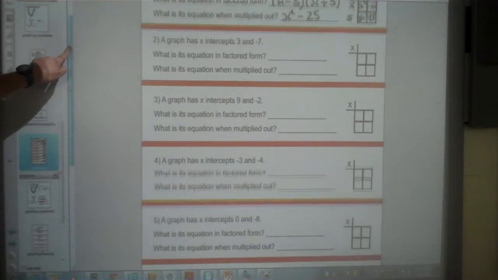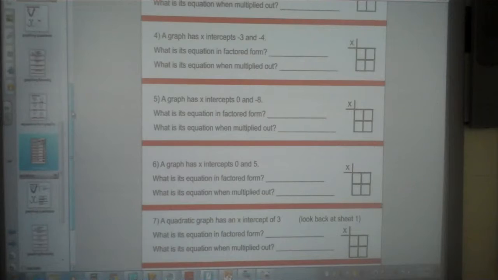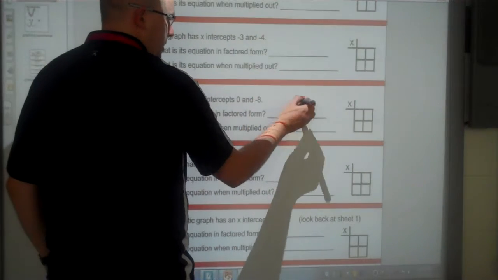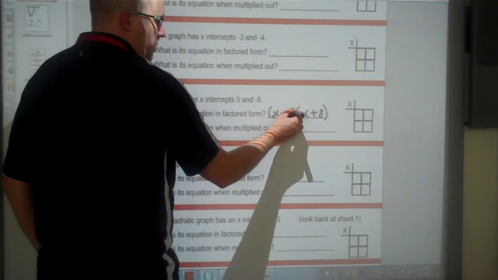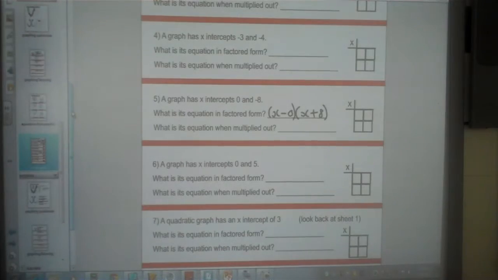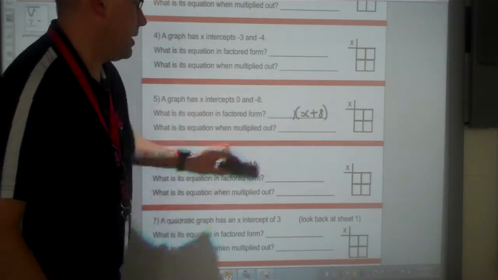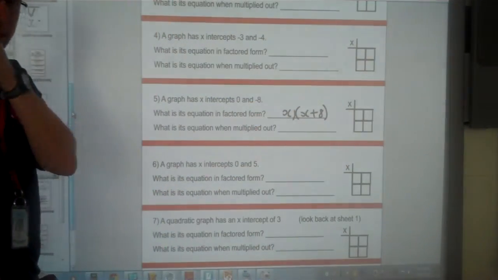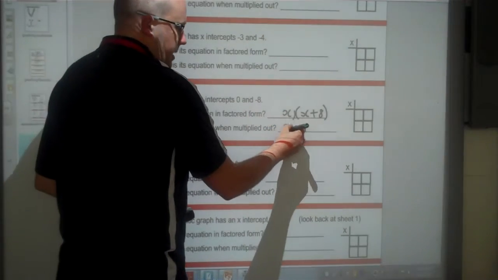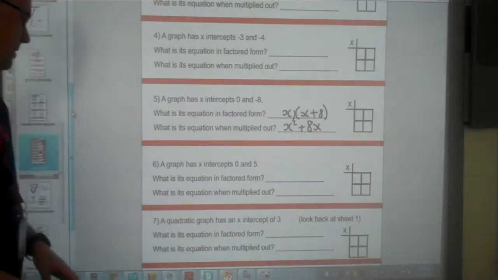Now I'm going to do one more of these that goes down a little bit lower, and it's this one here. So a graph that has intercepts of 0 and -8, then -8 is easy enough, that's going to be x plus 8. And then for 0, it's tempting to want to put x minus 0, and I guess that's a good answer for this question. But what is x minus 0? It's just simply x. So I don't actually need this table for this question, I could just distribute. So x times x is x squared, and x times 8 is 8x.